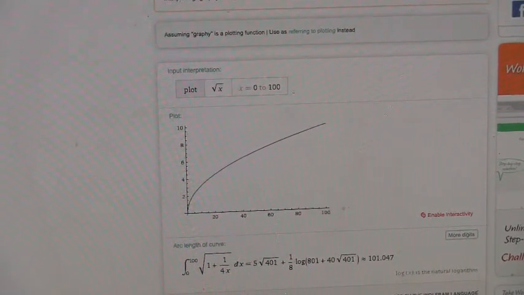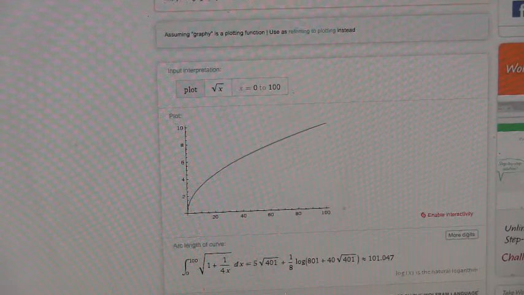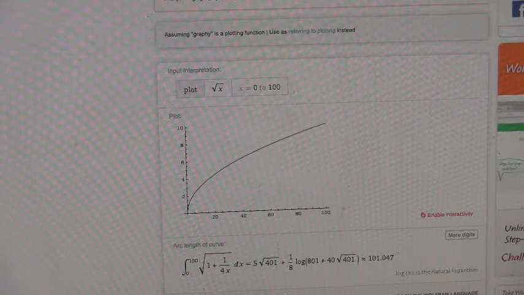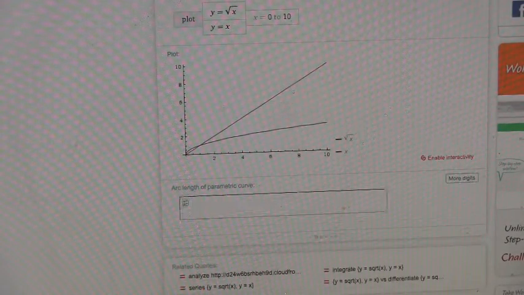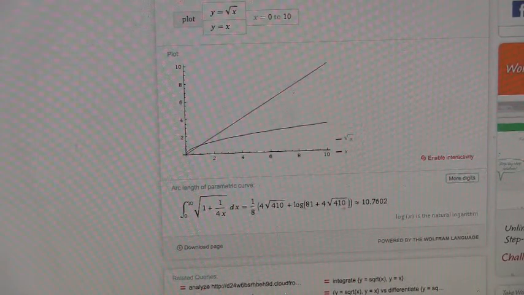Let's do this. Maybe you should change graphy. Graph y equals square root of x from 0 to 10 and y equals x from 0 to 10. Let's see if Wolfram Alpha knows what to do there. Maybe that'll help us understand. Hey, 2, 4, 6, 8, 10. 2, 4, 6, 8, 10. Now you can see how flat it's getting.